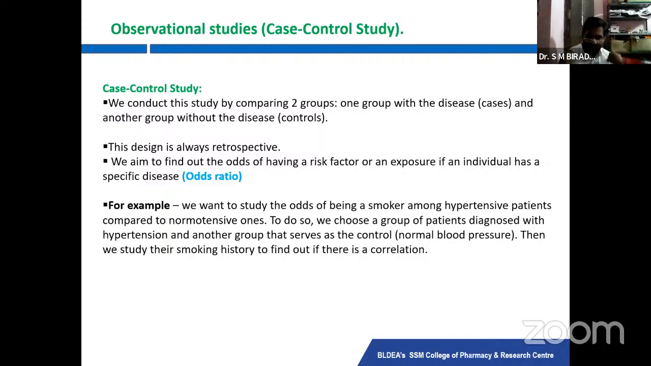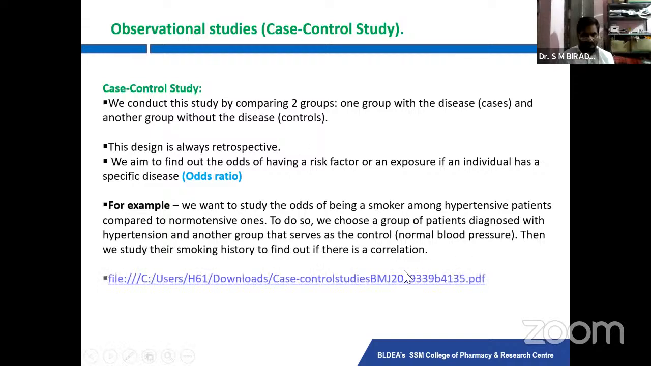And we take a past history. In the non-hypertensive group, they were non-smokers. In the hypertension cases, they were smokers. Then we can correlate that smoking may be responsible for developing hypertension. So this is what a case control study is. One is the disease control, another one is the normal control. When you compare and find out the result, it is called a case control study. So this is one of the examples I have given here.